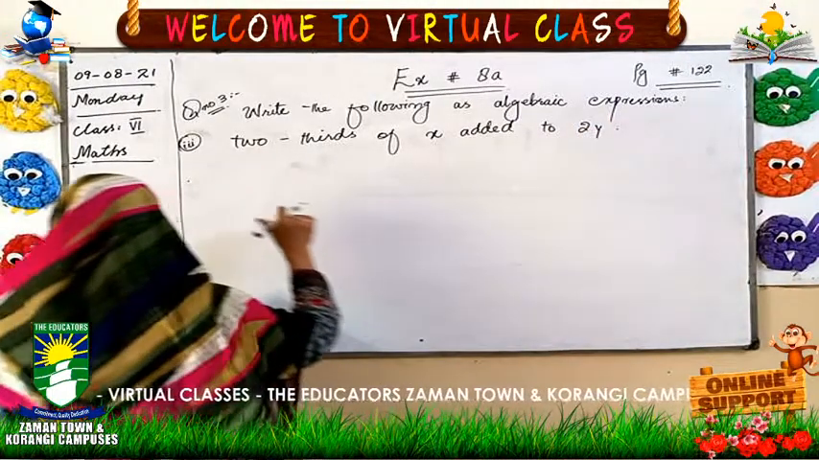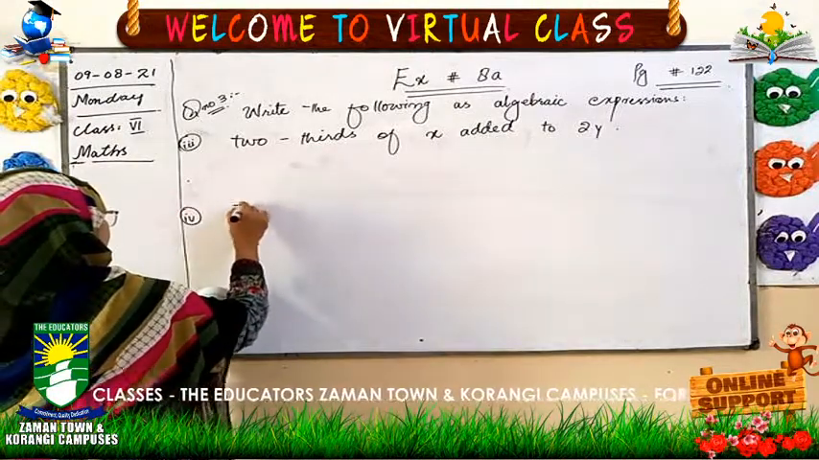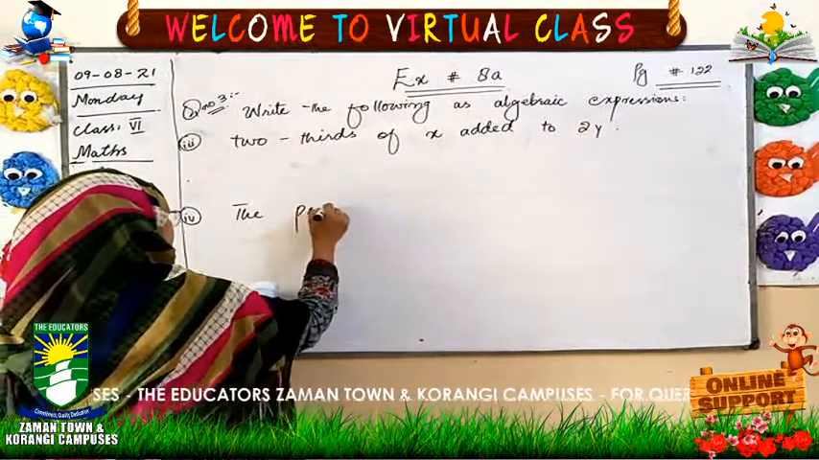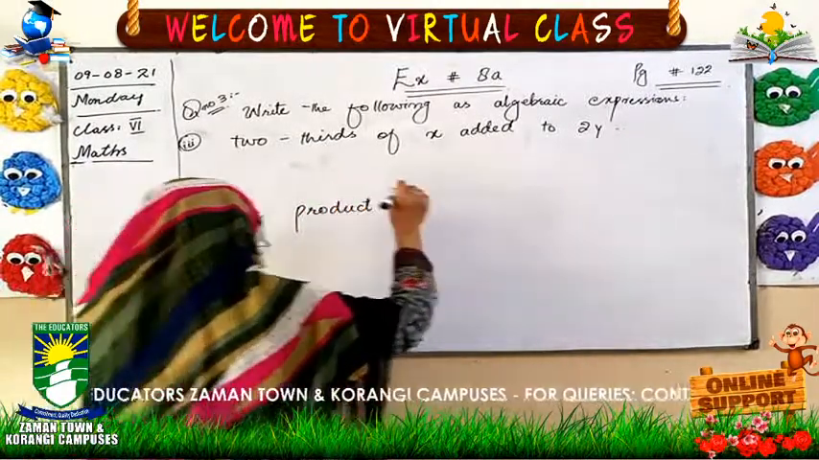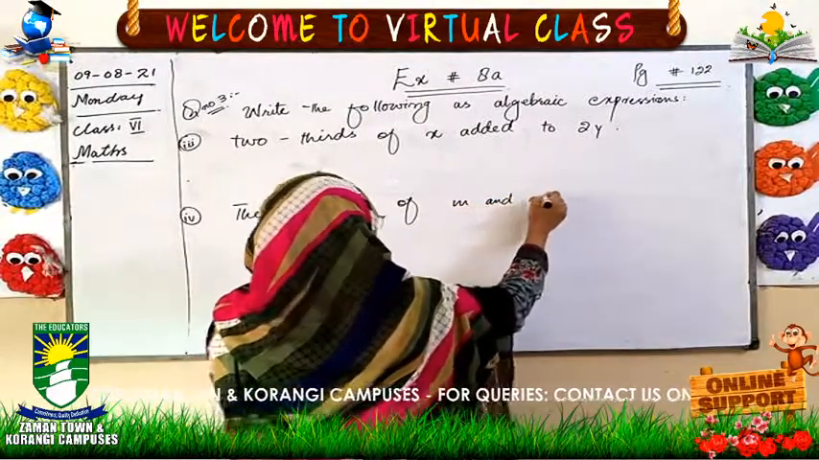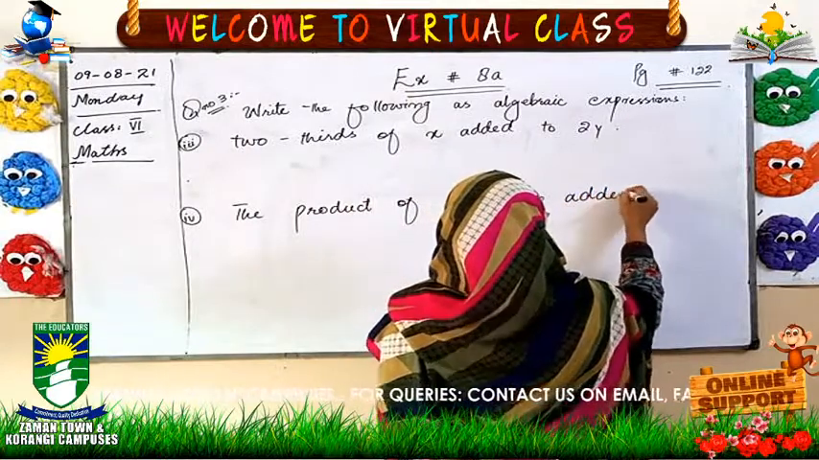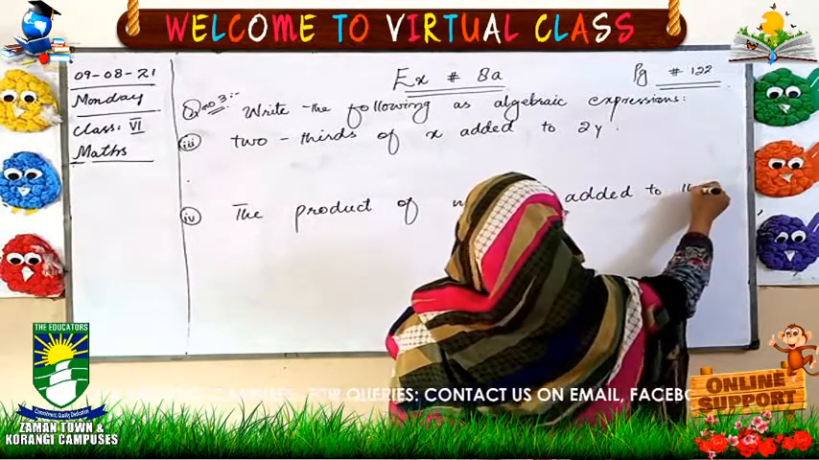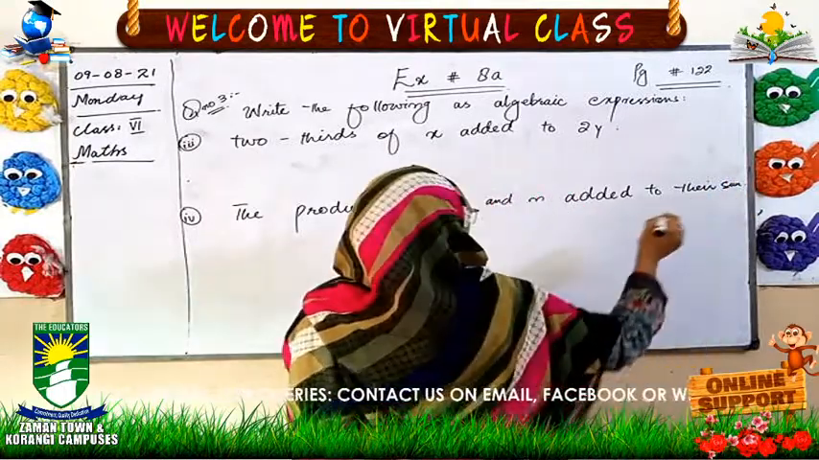Another one, like number 4, the product of m and n added to their sum. Okay.